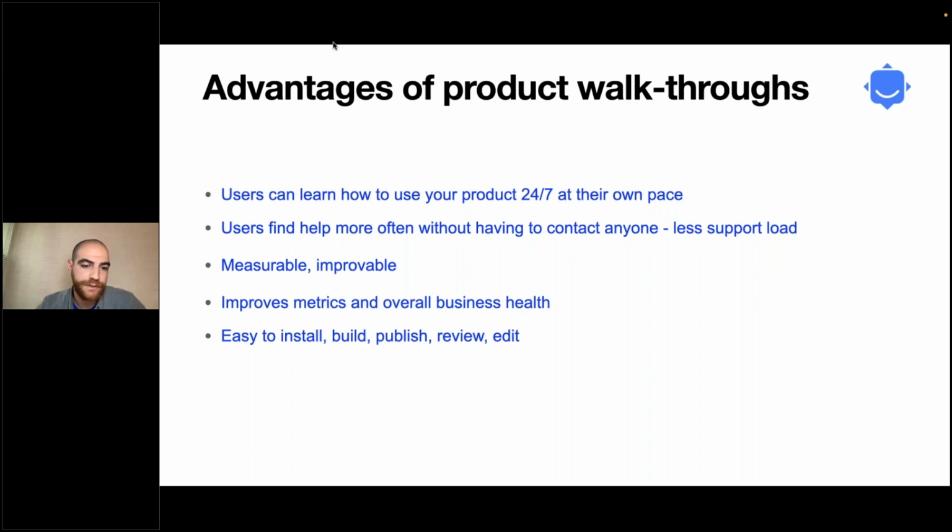And like I said, product walkthroughs are measurable, improvable. It's very easy to look at the reports, see from which tab there is a big drop-off rate, change the messaging, and see what happens next. And it's very easy to install, build, publish and review your tours. It's really easy. It takes a few hours. I mean, it depends on the complexity of the product tour, but I can say that in Useful you can spend a few hours and get something out of it.